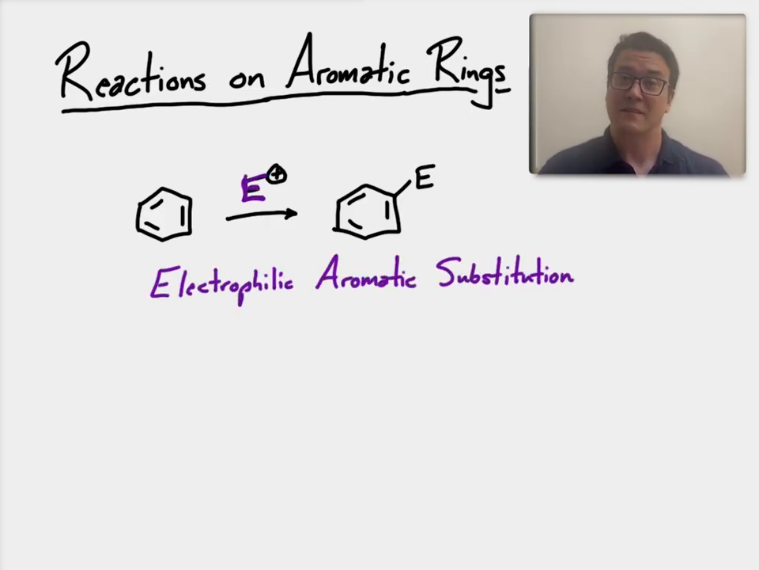So electrophilic aromatic substitution, as the name might tell you, is when you react a strong electrophile with an aromatic ring, in this case benzene, and it gives you now a substituted benzene ring. So let's look at the mechanism of how this happens.